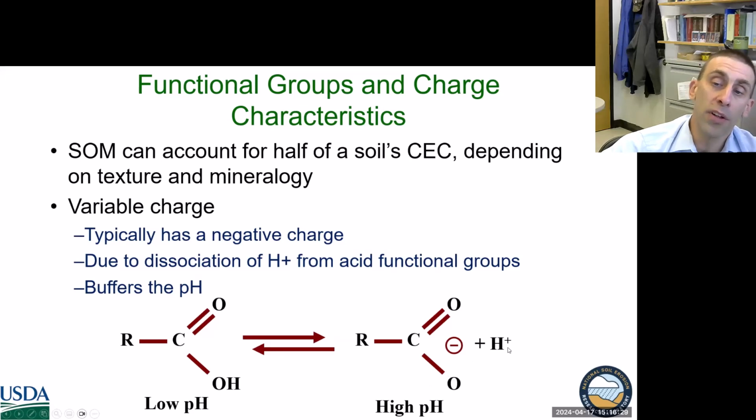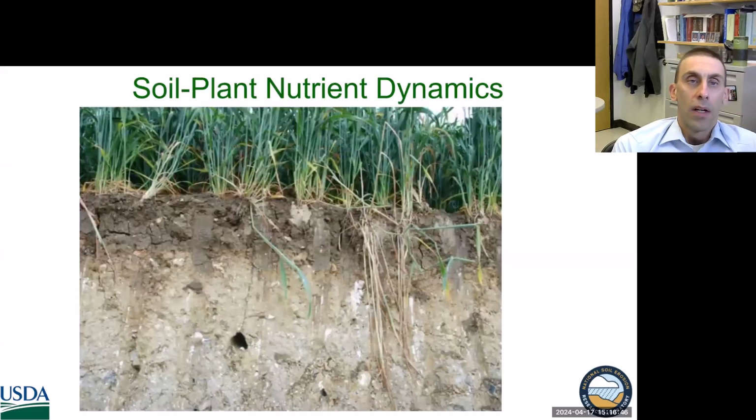And naturally, with the proton going on and off, you can imagine that also buffers the pH of the system. So high organic matter soils act to buffer your pH, kind of keep it more steady at around pH 6, a little above 6. That's a good thing.